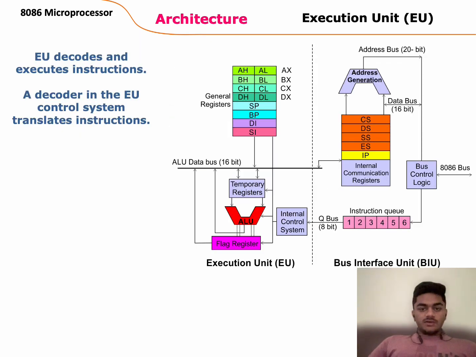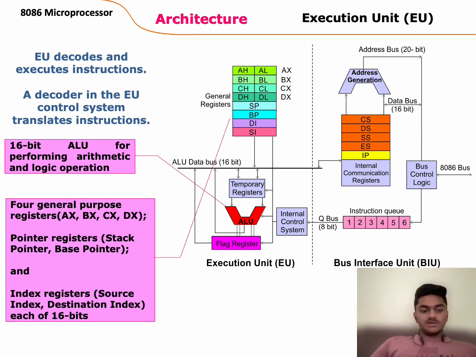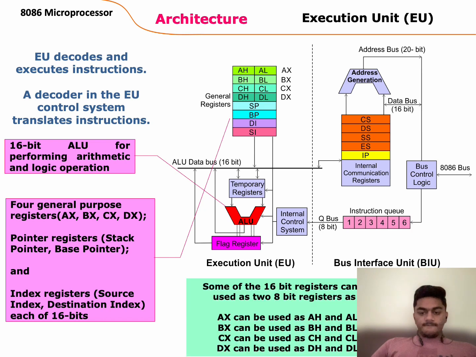Then we have discussed the execution unit. The execution unit is used to execute and translate the instruction. The ALU is 16-bit, for performing arithmetic and logical operations. And the general registers are AX, BX, CX, and DX. For general purpose registers like AX, BX, CX, and DX, the pointer register and index register are each 16-bit.